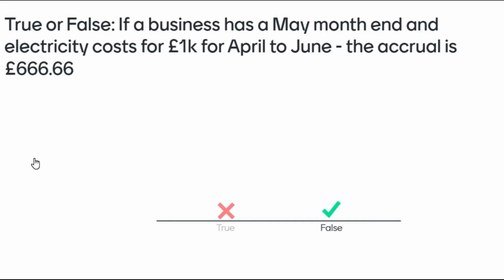So question 2, true or false? If a business has a May month end and electricity costs £1k for April through to June, the accrual is £666.66. Now the answer here is false because if we've got an invoice for £1,000 between April and June, then that per month is going to be £333.33. Now, if we're accounting for that in May, then we've got 333 twice, which gives you £666.66. That's already sat in the income statement. So the accrual is for 1 month only, so it's only for June. So the accrual would actually be £333.33, or £1,000 divided by 3 times by 1.